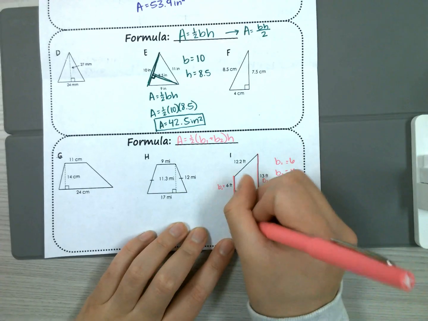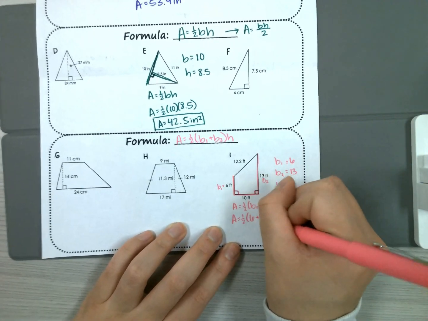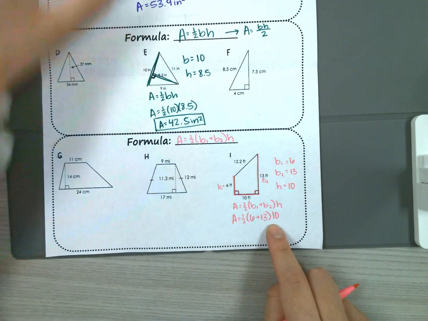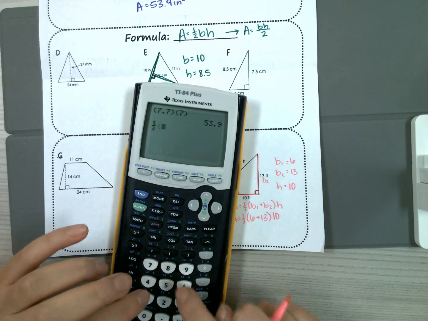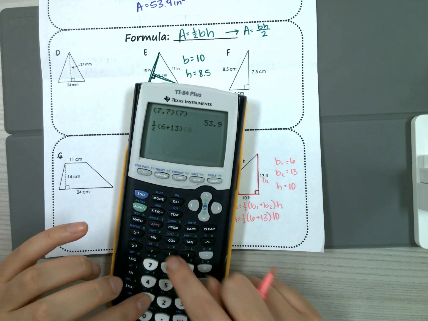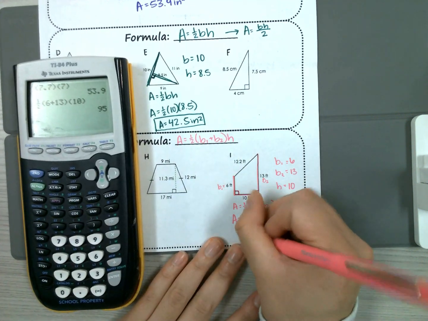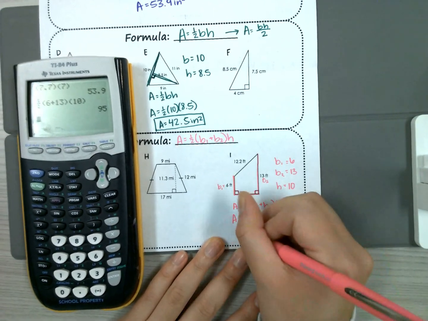You'll plug this straight into your formula. It would look like so. And honestly, plug this straight into your calculator. So we'll have 1/2, 6 plus 13. You can put the 10 in a parentheses as well. And my answer is 95. And we're talking about feet, so it'd be feet squared.